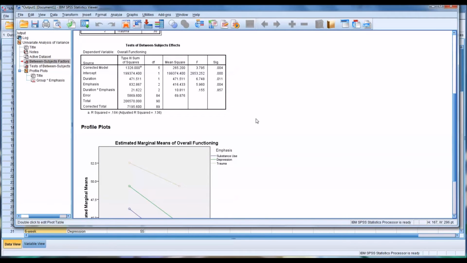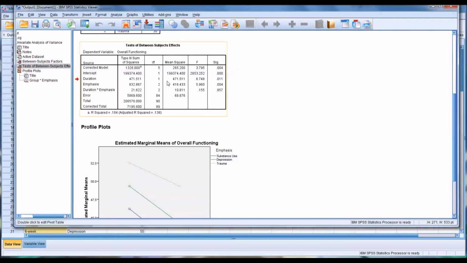This is really what we look to or think of when we are considering the results of the ANOVA. So we want to look at duration first. So this was either the 6-week or the 12-week. And we want to know, is there a statistically significant difference between how the participants scored in the 6-week duration group and the 12-week duration group?